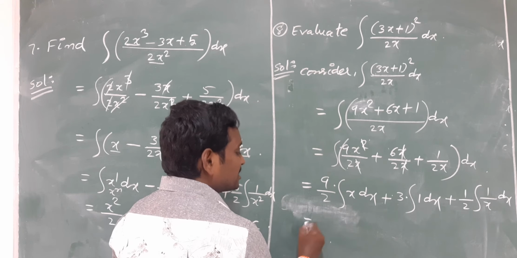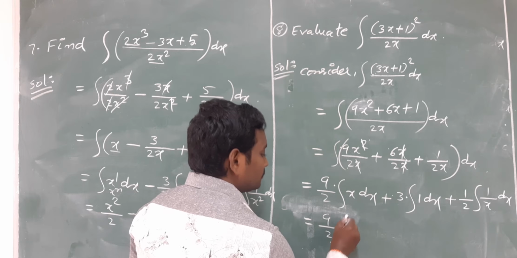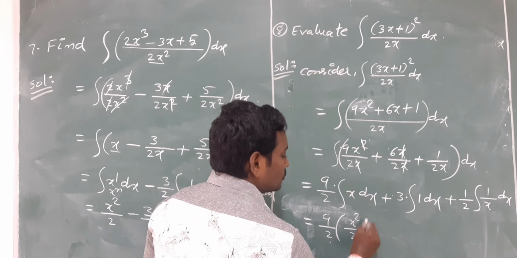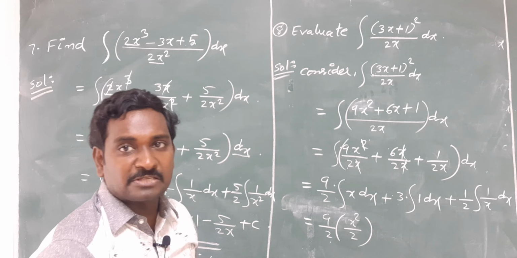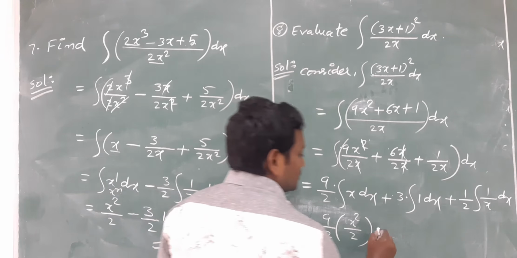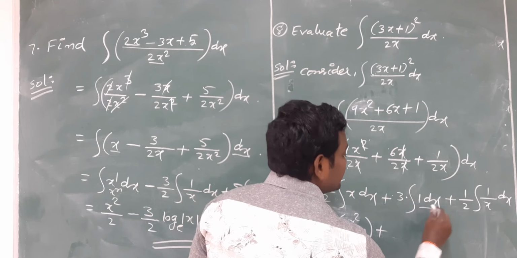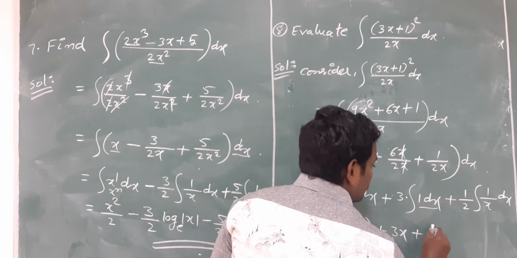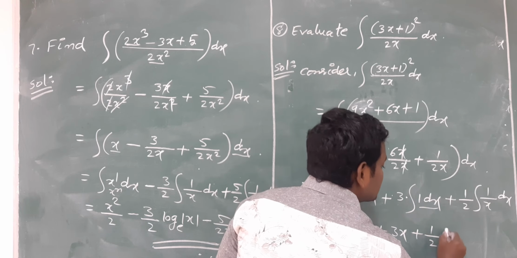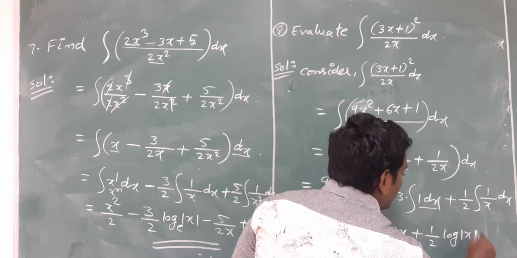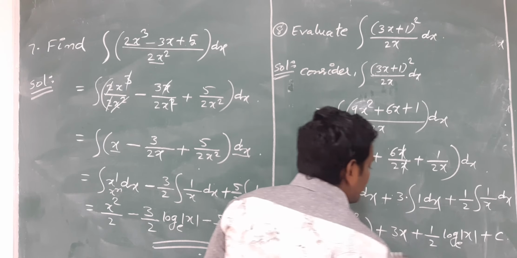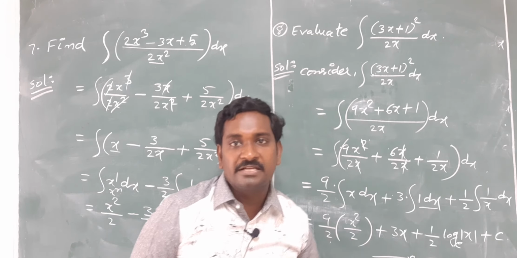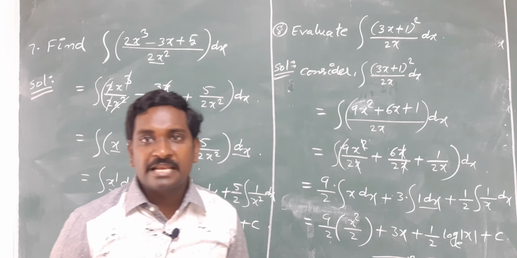Now write the integrations directly. 9 by 2 into the integration of x, which is x square by 2, because it is in the form of x power n. Plus the integral 1 dx, which is x, so you get 3x. Plus 1 by 2 into the integral 1 by x, which is log mod x to the base e. Integration of all terms is completed, so you should add the constant c, don't forget this. Please see the next problem now.